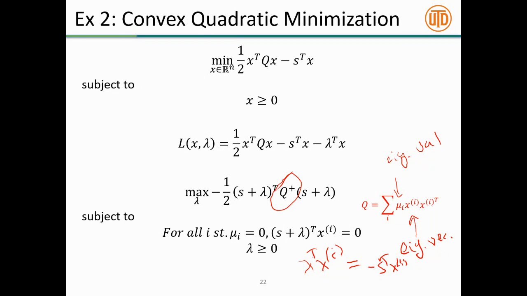Other questions? So in the next example, we'll see that actually the dual problem is easier to solve than the primal problem, in some sense, but not necessarily in this case. It really depends what the constraints look like, actually.